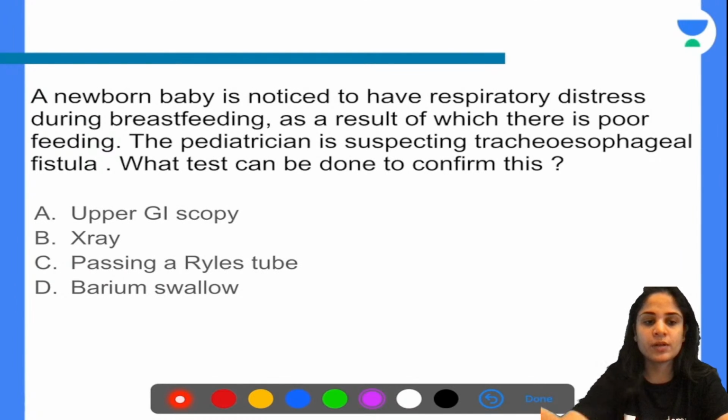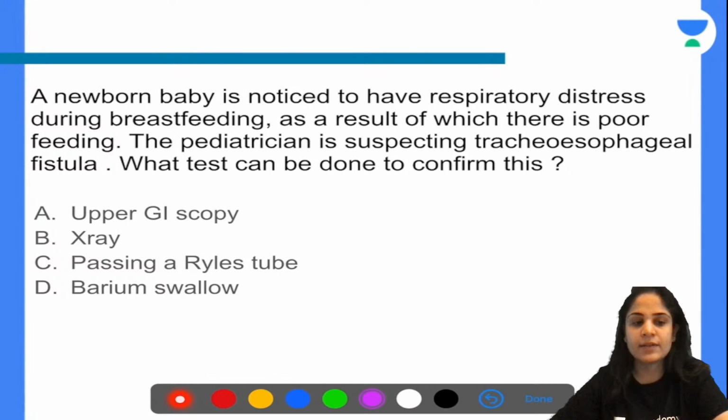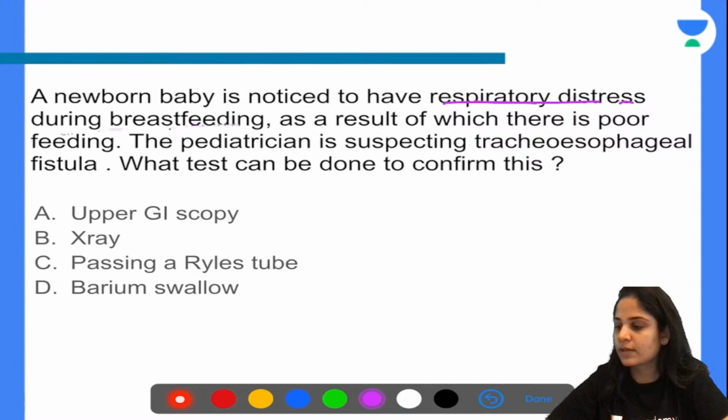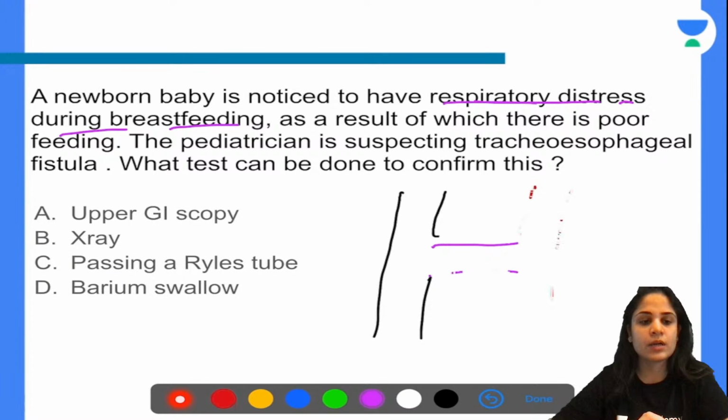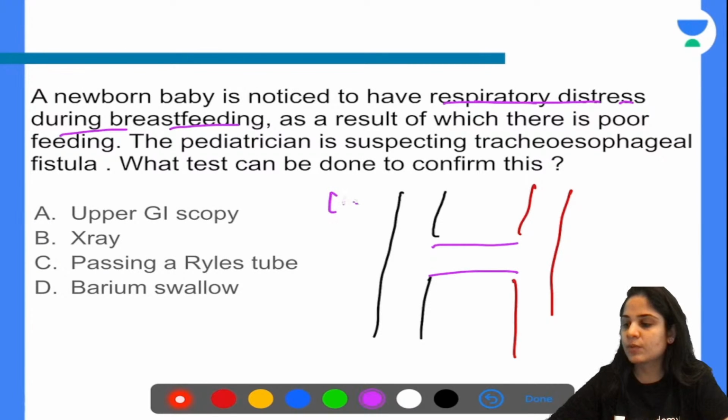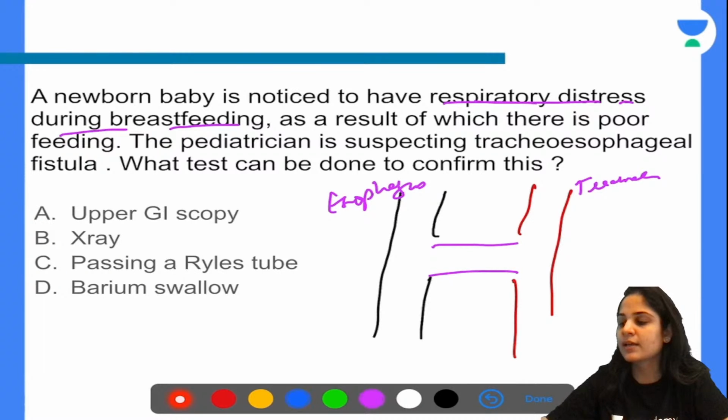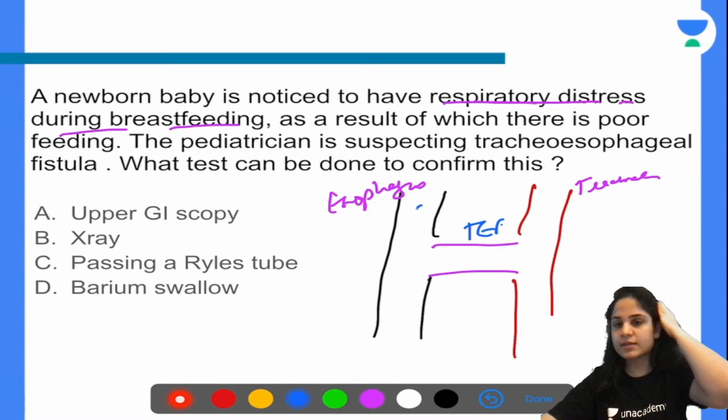All right, so all of you are giving answers for this. Can anyone tell me what is wrong over here? The child starts coughing and having respiratory distress whenever he is breastfeeding. So why does that happen? If this is your esophagus and this is your trachea, there is a connection between the two of them, and that is called a tracheoesophageal fistula. So whenever the child is breastfeeding, the milk can pass from the esophagus inside the trachea and it can cause coughing and respiratory distress in the child.